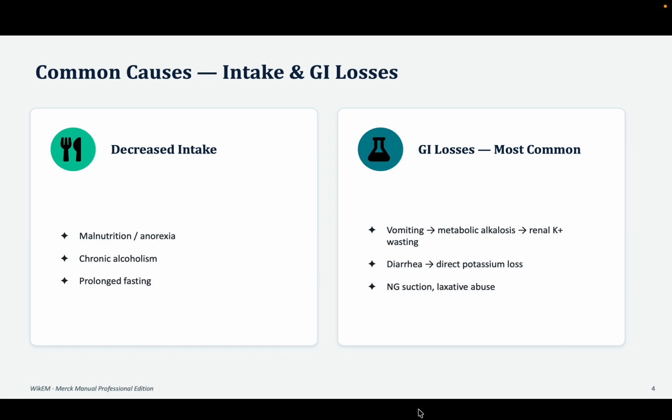The common causes of GI loss include vomiting, which causes metabolic alkalosis and renal potassium wasting to correct the alkalosis, and also diarrhea, which is due to direct potassium loss. And the third cause is enema and laxative abuse, in which there are multiple frequent episodes of diarrhea leading to potassium loss.